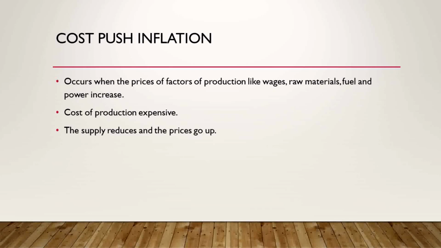Cost push inflation occurs when the prices of factors of production like wages, raw material, fuel, and power increase. This makes cost of production expensive, which in turn affects the supply. The supply reduces and the prices go up. So, inflation in its true essence is an increase in prices. The prices of factors of production will also increase with inflation.